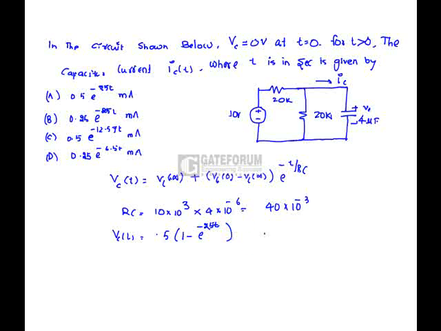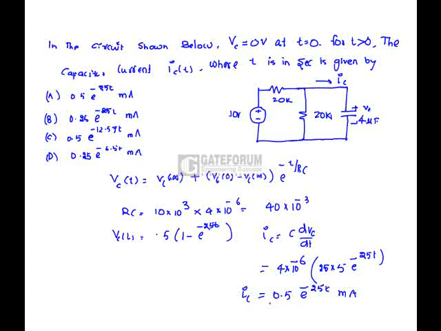25t. So Ic is nothing but C dVc by dt. So 4 into 10 power minus 6, 25 into 5, e power minus 25t. So 500, that is 0.5 e power minus 25t milliamps. The current through the capacitor is nothing but 0.5 e power minus 25t milliamps. Hence, option A is correct.